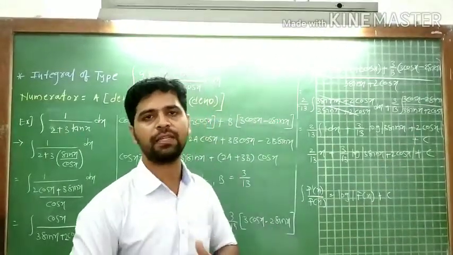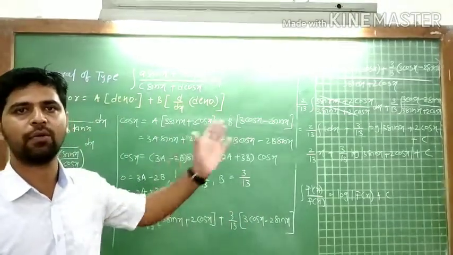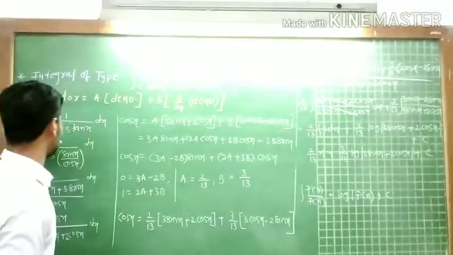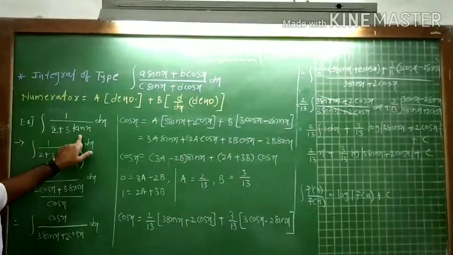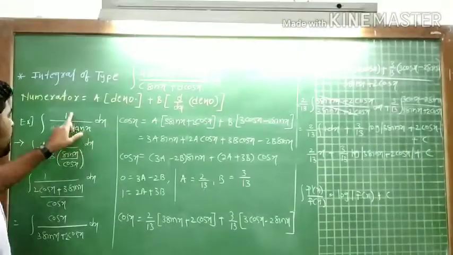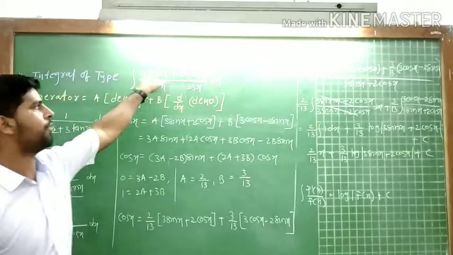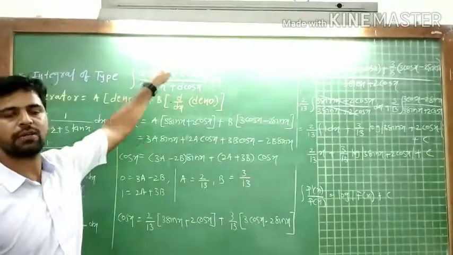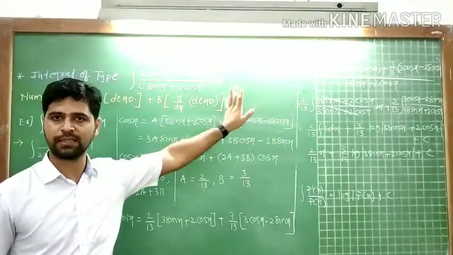So I have simplified this example for you. I will just explain how I did this. So the example is 1 by 2 plus 3 tan x. Okay, 1 by 2 plus 3 tan x. This is not in the form of a sin x plus b cos x divided by c sin x plus d cos x. This is not in that form.